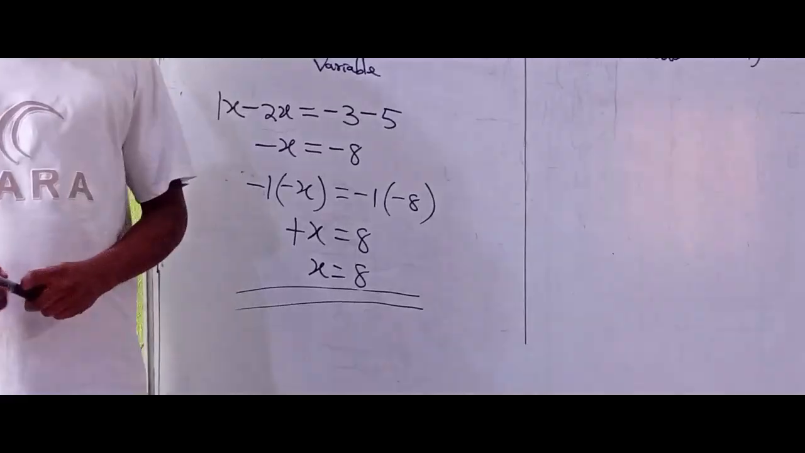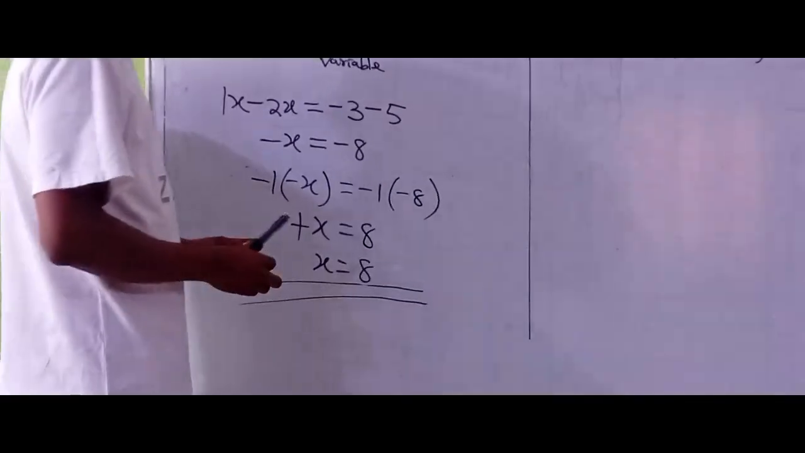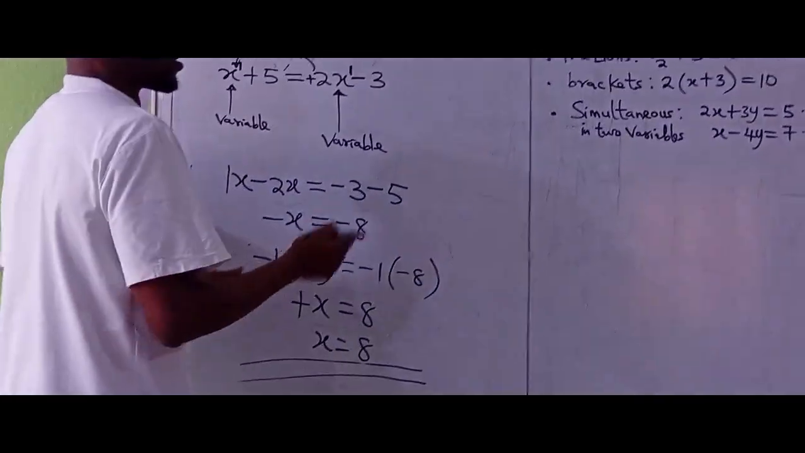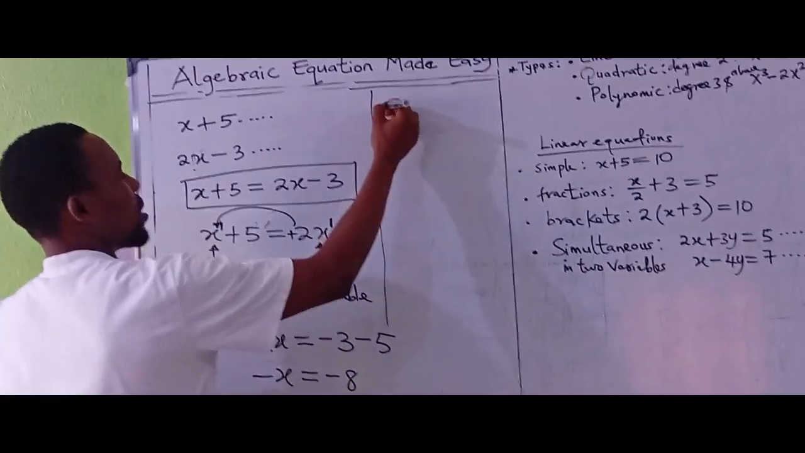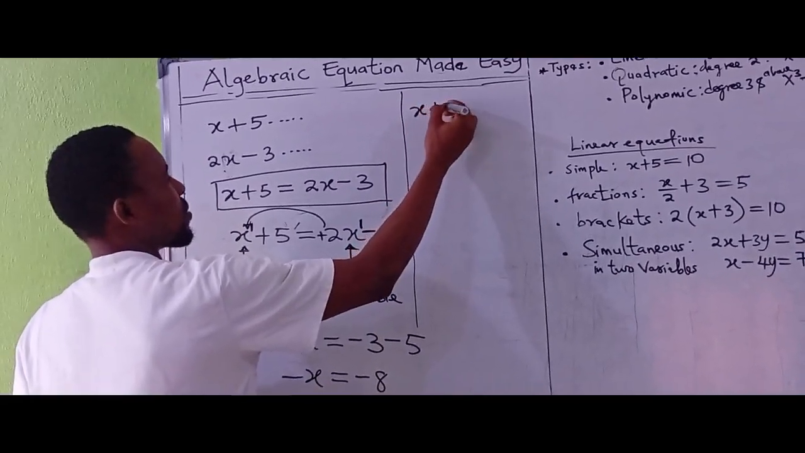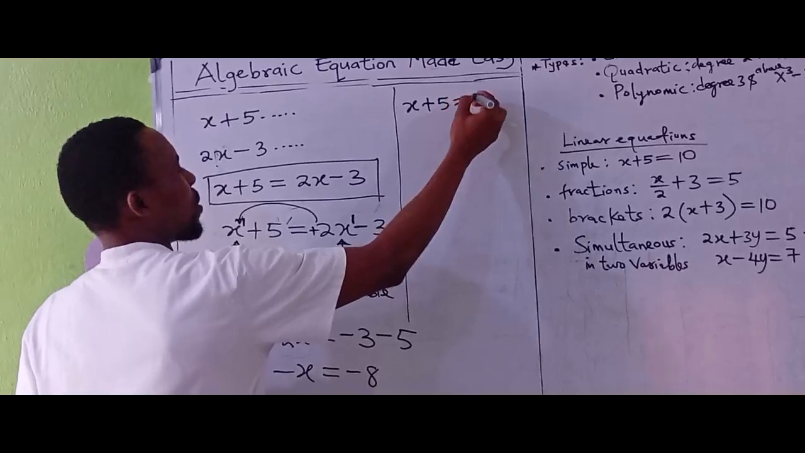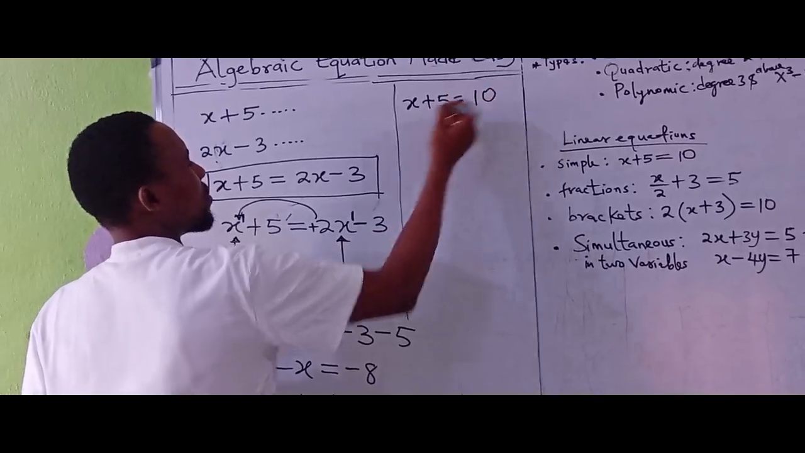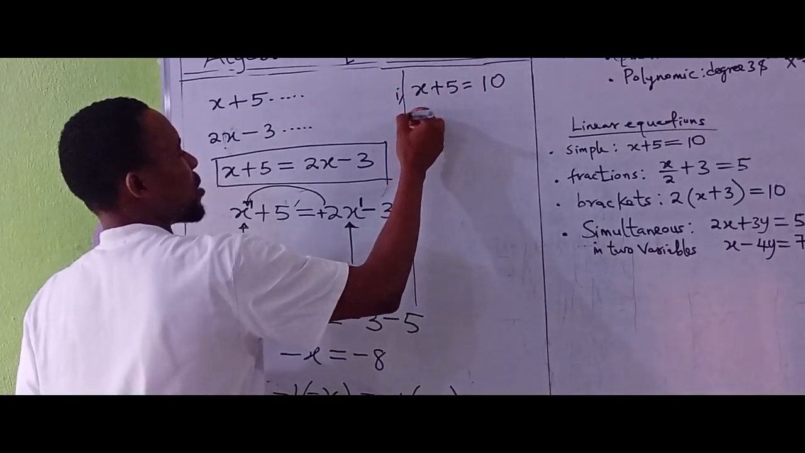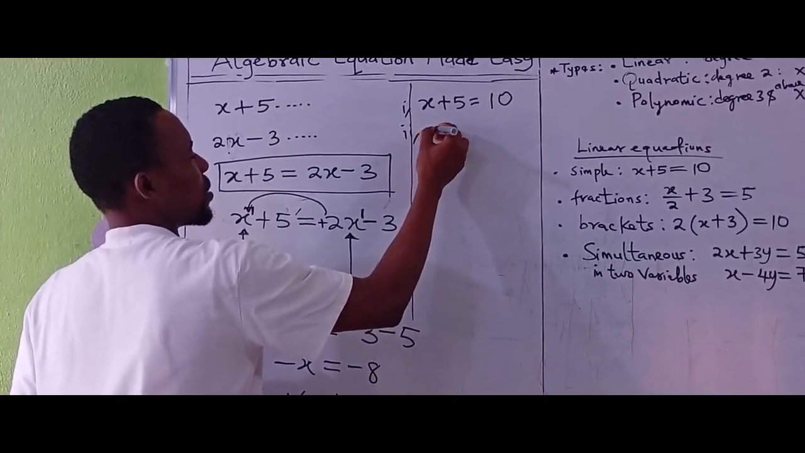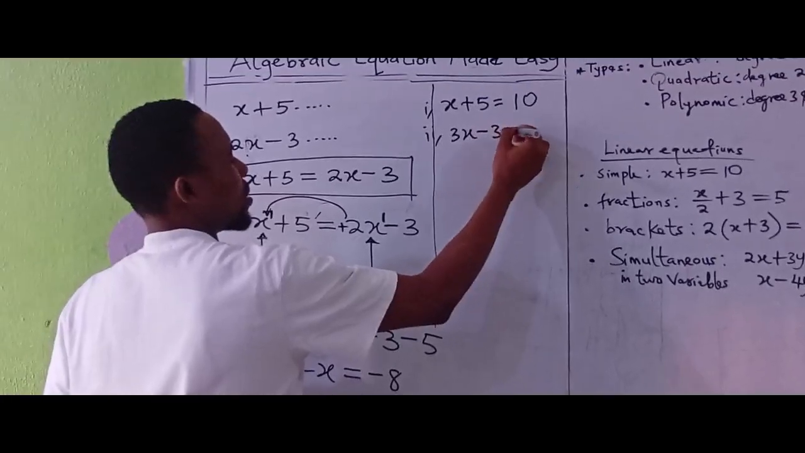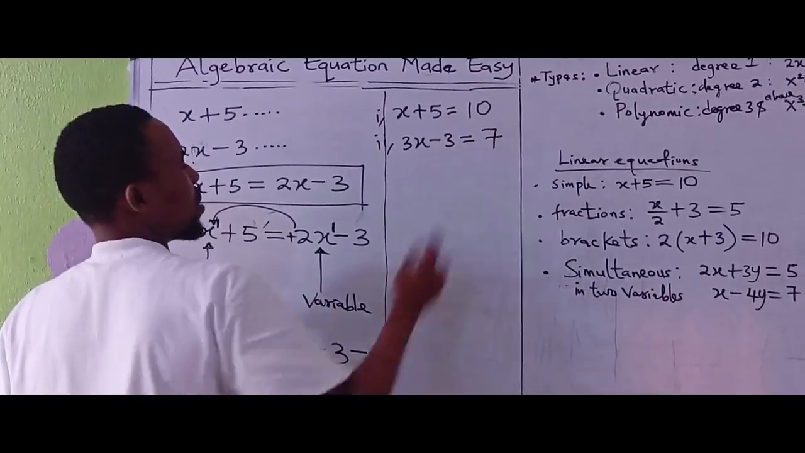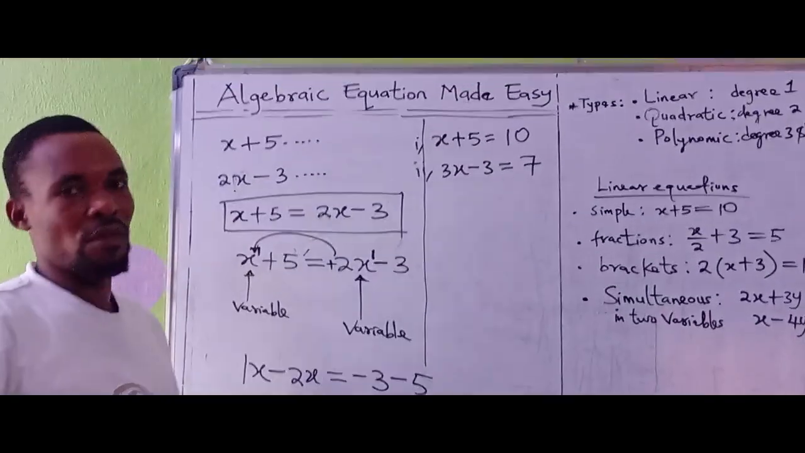Alright, so I'll give you a quick one for you to do for me. Quickly do this and give your answer in the comment section. Solve for me: x plus 5 is equal to 10. That's the first one. The next one, do for me 3x minus 3 is equal to 7. So do this and give your answer in the comment section.